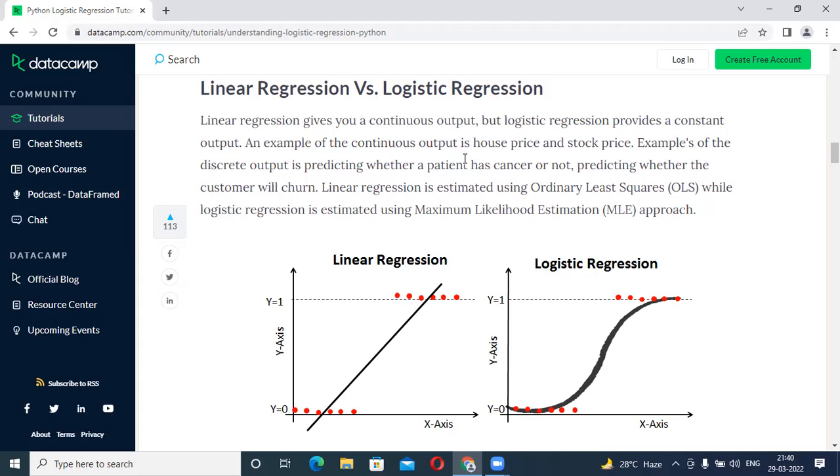So linear regression gives a continuous output, but logistic regression provides a discrete output. Since it gives a continuous output, we get this straight line. But in logistic regression, since it follows the equation and increases exponentially, we get a certain curvature, and afterwards at a certain point it is tempered again.